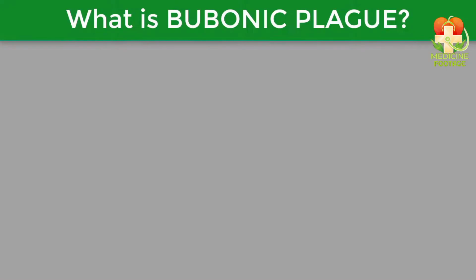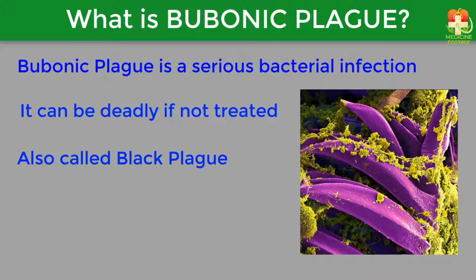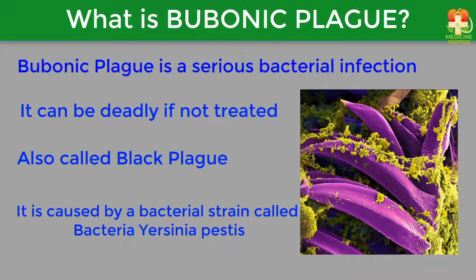Let's first understand what the bubonic plague is. It is a disease caused by bacteria, and if it is not treated, it can be fatal. We also call it the Black Plague. The bacteria responsible for this disease is called Yersinia pestis.